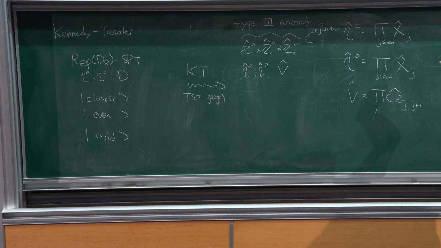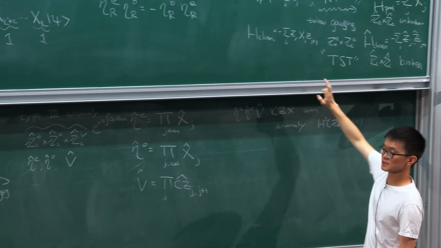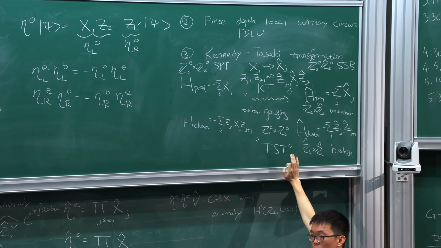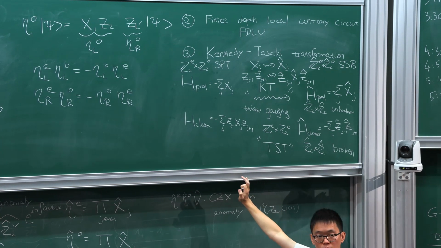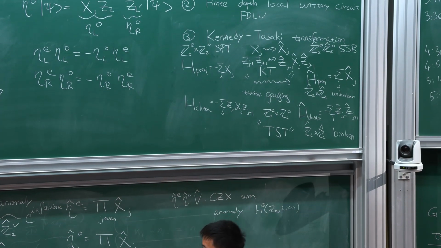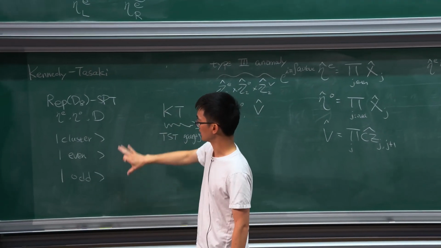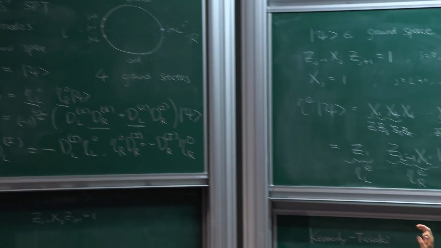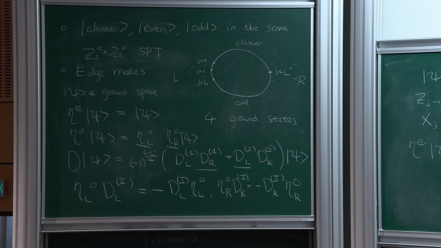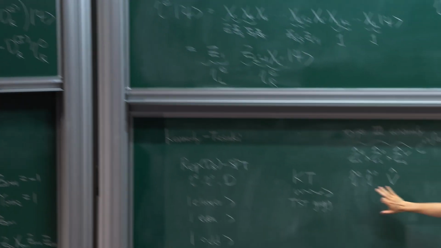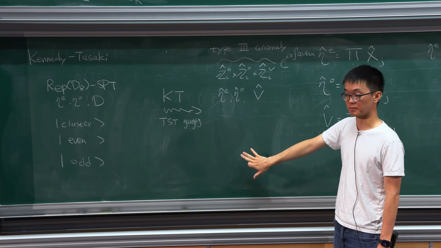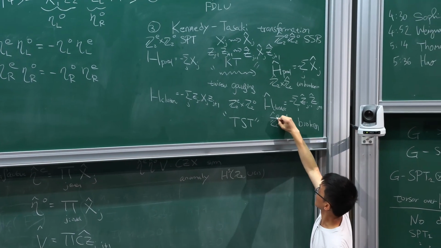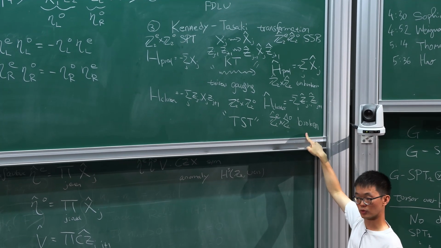So that's the beauty of Kennedy-Tasaki, right? It transforms a subtle question of distinguishing different SPTs into an ordinary question of distinguishing different symmetry breaking patterns. As I said earlier over there, the three non-invertible SPTs are in the same Z2 cross Z2 class. So if you forget about this guy, they will represent the same symmetry breaking pattern. And which one is that? It corresponds to the case when the Z2 hat even, Z2 hat odd is completely broken.